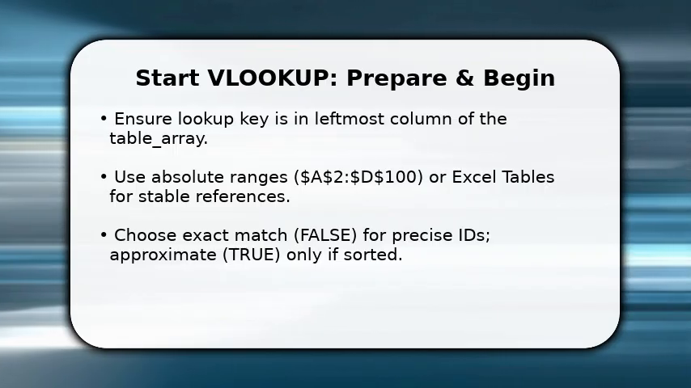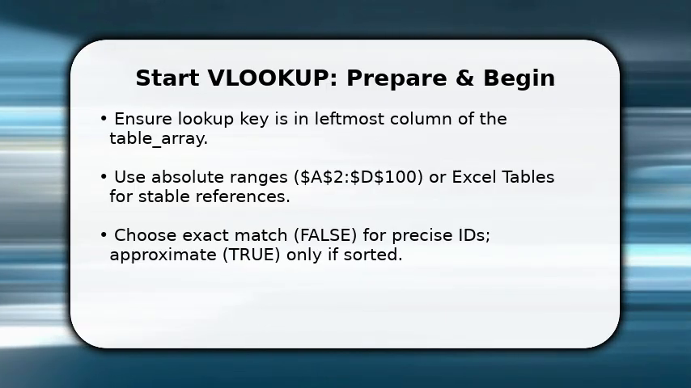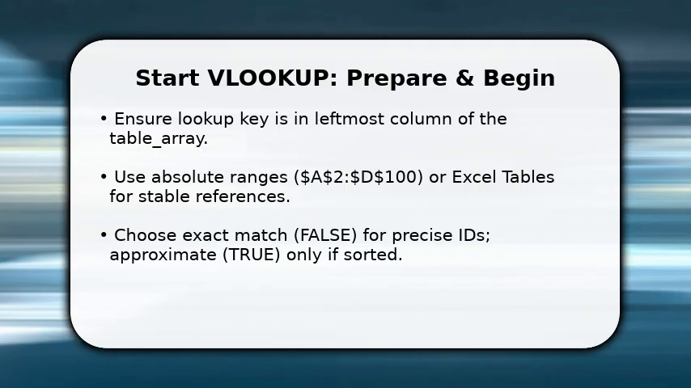Next, select the full table array, use $A$2:$D$100, or convert it to a table so ranges don't shift. Make sure to append col_index_num to pick the column, and FALSE for exact matches. That prevents wrong returns for unsorted data.